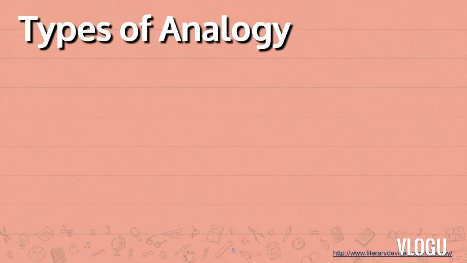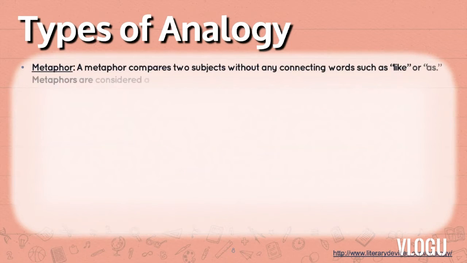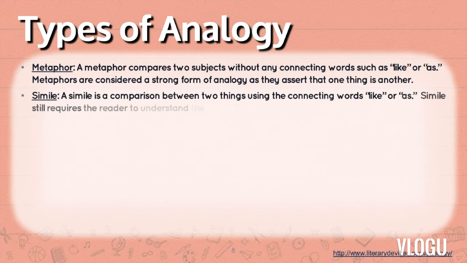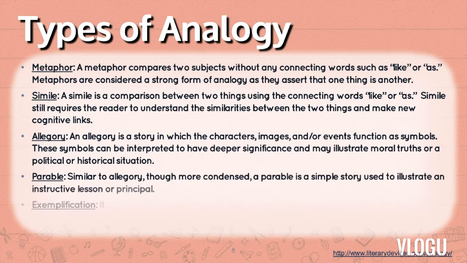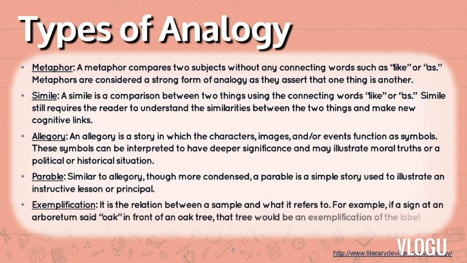Let's take a look at the types of analogy. Metaphor. A metaphor compares two subjects without any connecting words such as like or as. Metaphors are considered a strong form of analogy as they assert that one thing is another. Simile. A simile is a comparison between two things using the connecting words like or as. A simile still requires the reader to understand the similarities between two things and make new cognitive links.